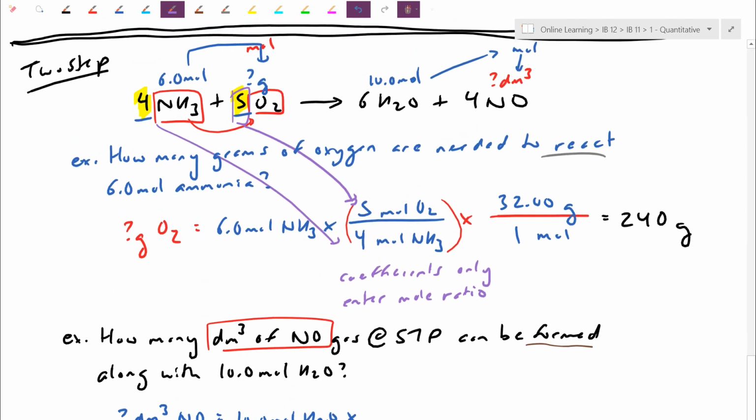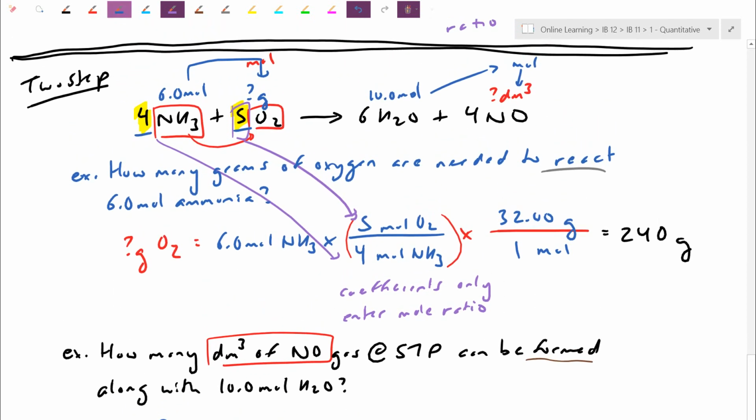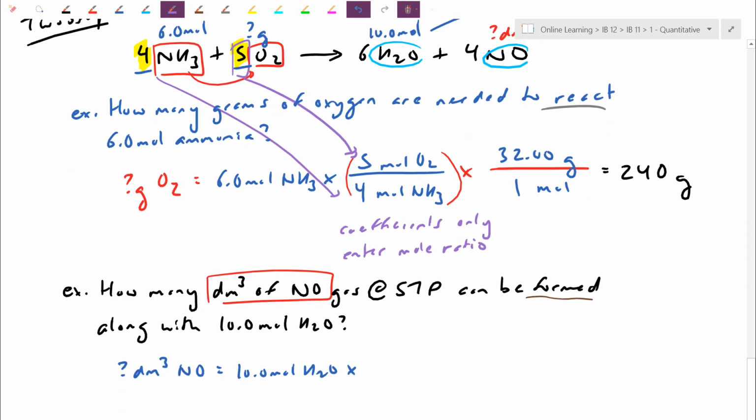Based on my roadmap here, I'm predicting it's going to take 2 steps. First one will jump chemicals. It'll jump from moles of water over to moles of NO. I'm going to then say here, for every however much moles of water, moles of NO. That's going to take care of my problem of jumping chemical.